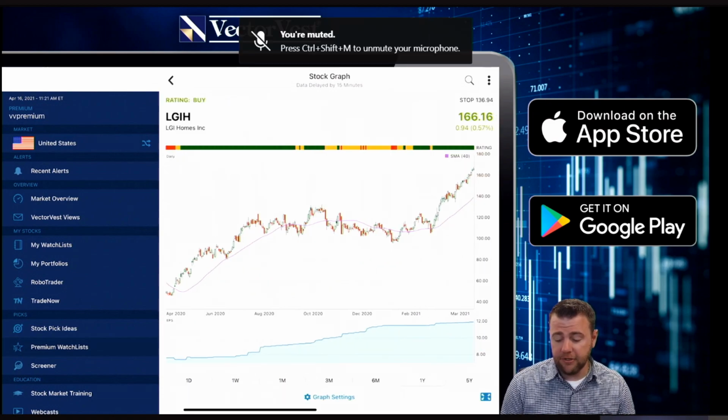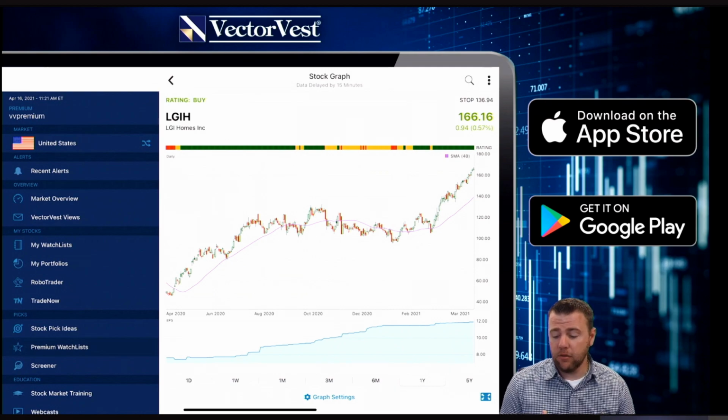LGIH, same situation as we just saw. You had a little bit of consolidation throughout the fall of last year, but now starting to see momentum picking back up around mid-February and really starting to see some growth coming in as well. If you look at the earnings, they are also steadily rising.